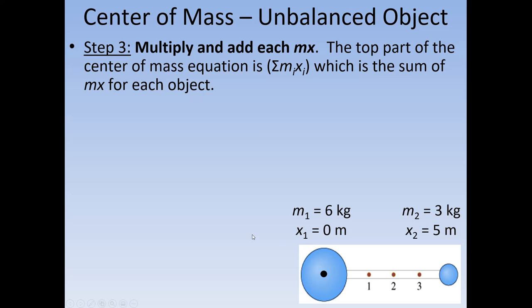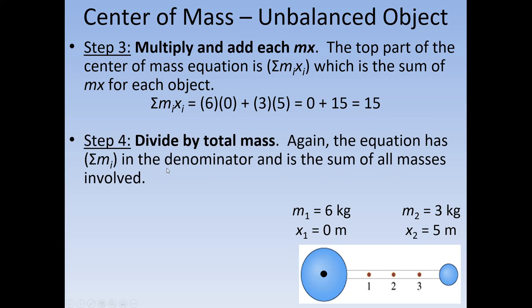All right. So in that top part, we have 6 times 0 plus 3 times 5. That ends up being 0 plus 15, or just 15. Step 4 is basically divide by the total mass. Now, for the most part, you're probably going to combine these two steps. I just want to break it up into the parts so that you knew what I was referring to. So for step 4, we're going to divide it by the total mass.